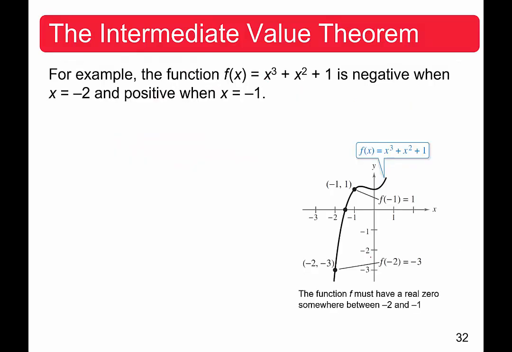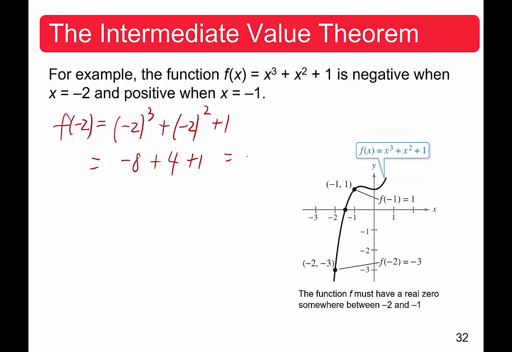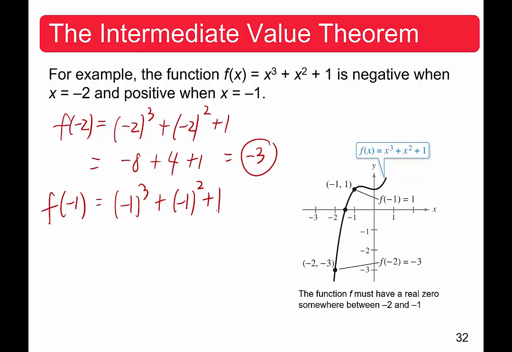So for example, let's say we have a function f of x equals x cubed plus x squared plus 1. If you calculate f of negative 2, it will be negative 2 to the third power, adding negative 2 to the second power, adding 1. Negative 2 to the third is negative 8, adding 4, since negative 2 to the second is 4, adding 1. That turned out to be negative 3. So this is negative. And then if you look at f of negative 1, it's negative 1 to the third power plus negative 1 to the second, adding 1. So this is negative 1 plus 1, adding 1, right? So that is a positive 1.